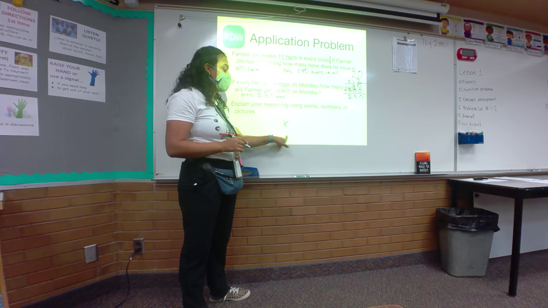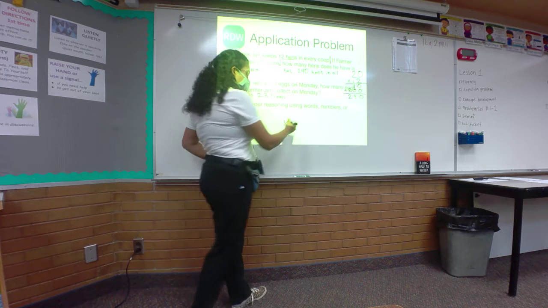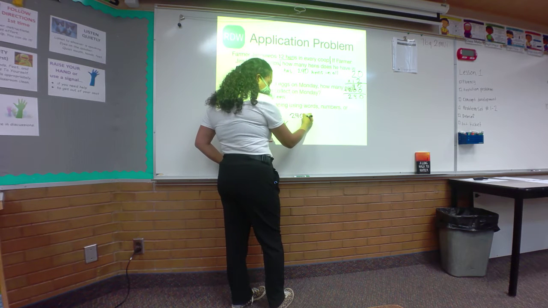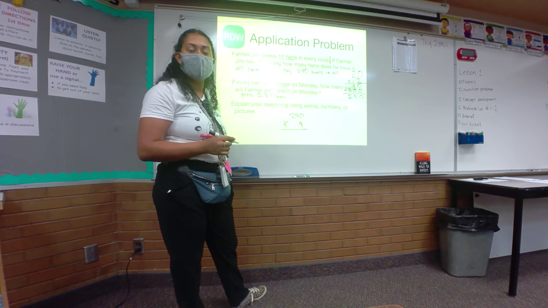So now what is our equation? What are we multiplying? 240 hens times 9 eggs each. Okay, write it down on your whiteboard, please.